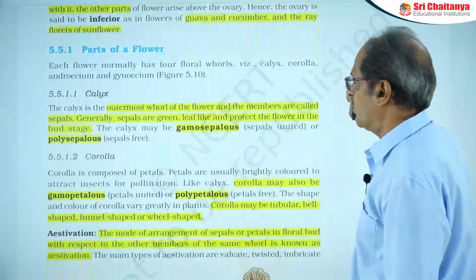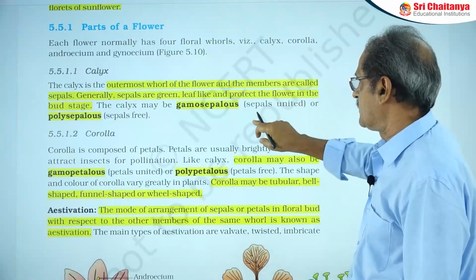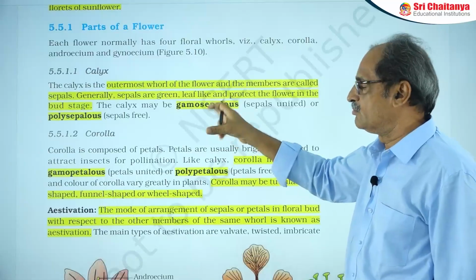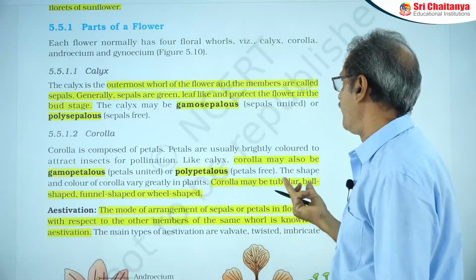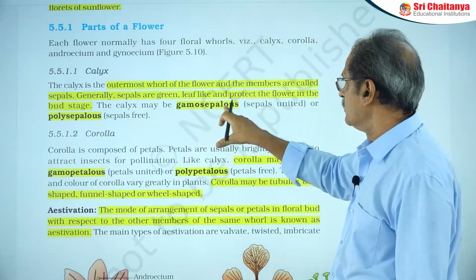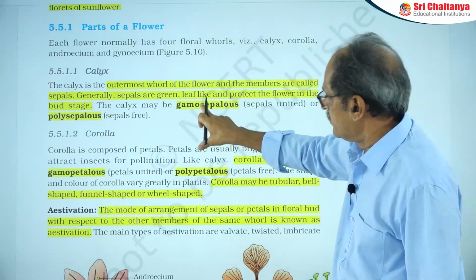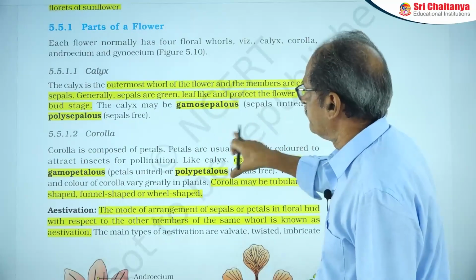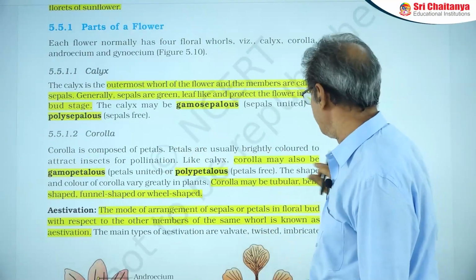Next one, parts of the whorls. First one is the calyx, so a group of sepals. It may be free or united. Already I told you, gamosepalous means united, polysepalous means they are free.